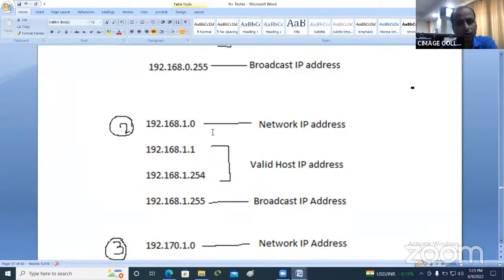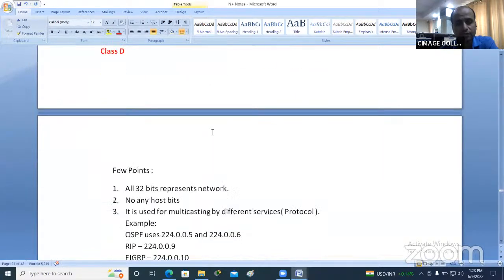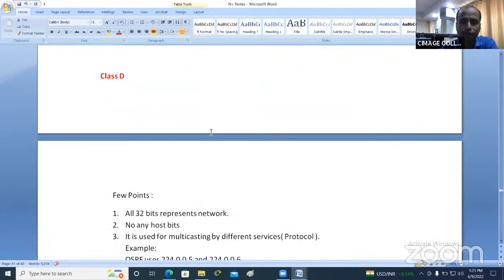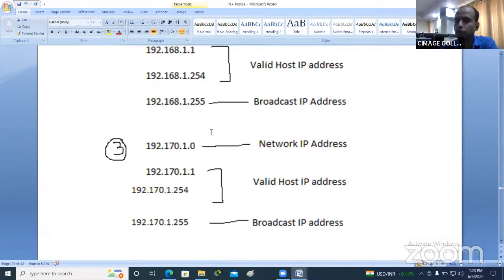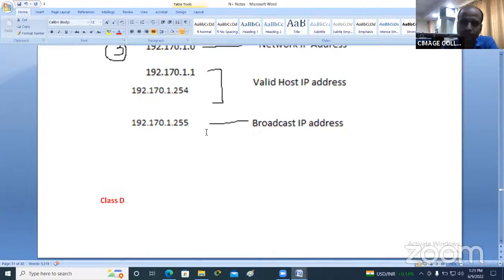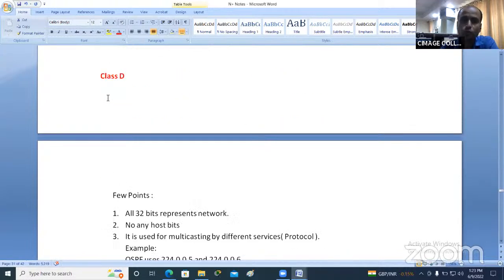Then what is class D? Look, in class D, every group is used to define different networks. But what is the meaning of network? Network means a collection of nodes, a collection of multiple IP addresses. If all groups are going to represent the network, it means there is no host. Clear? There is no host.